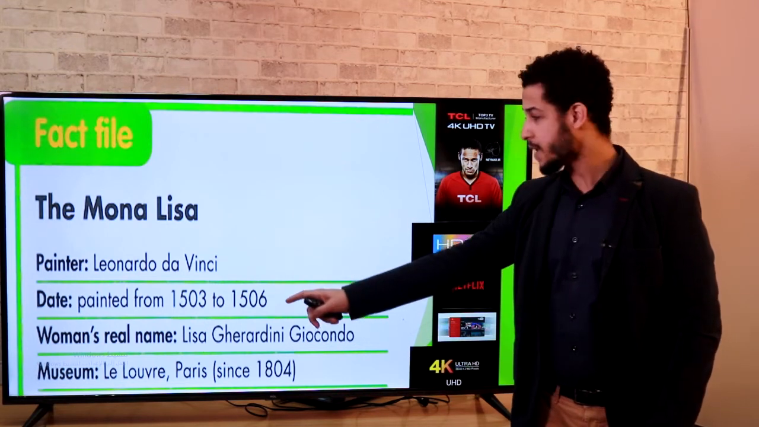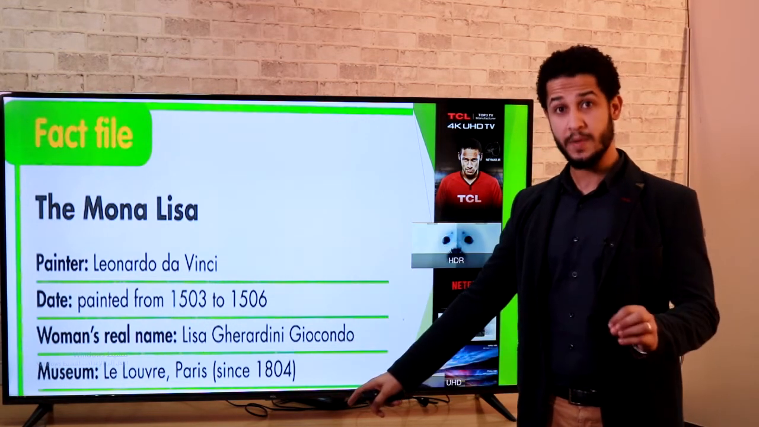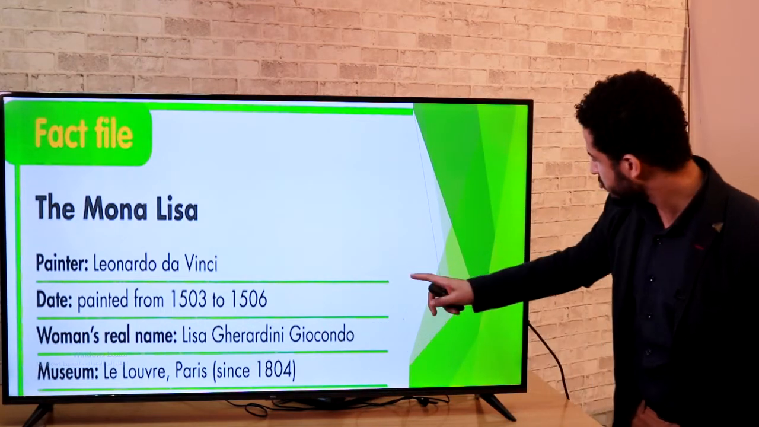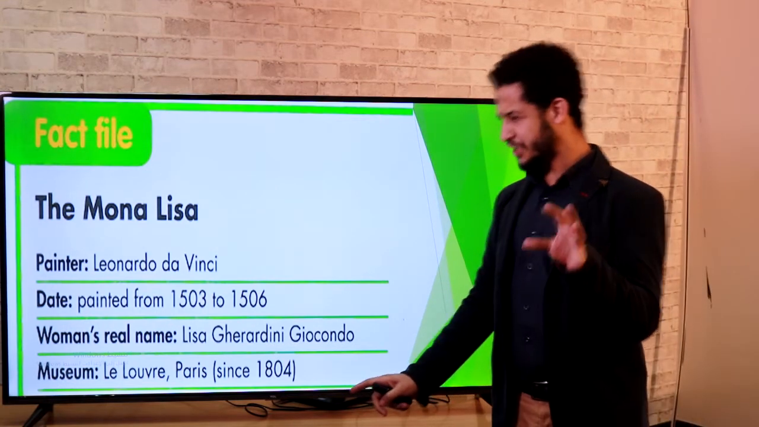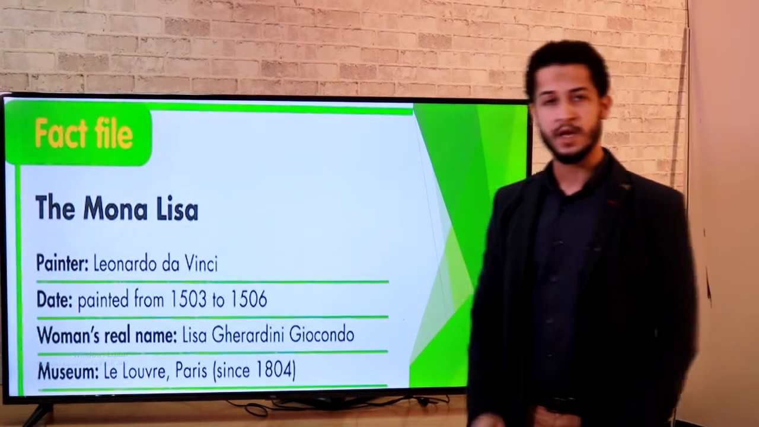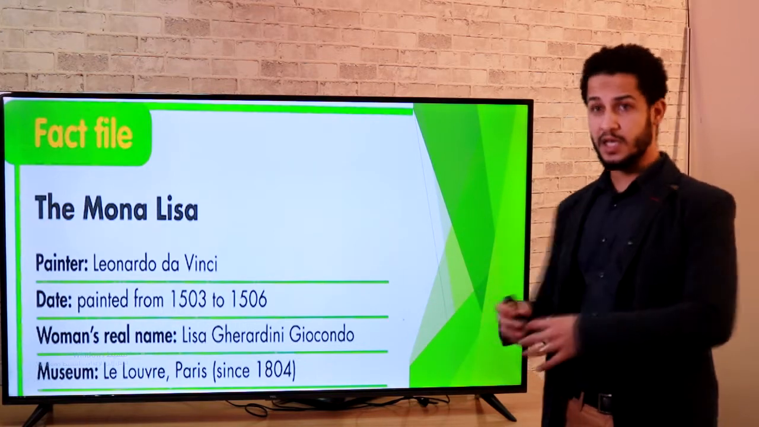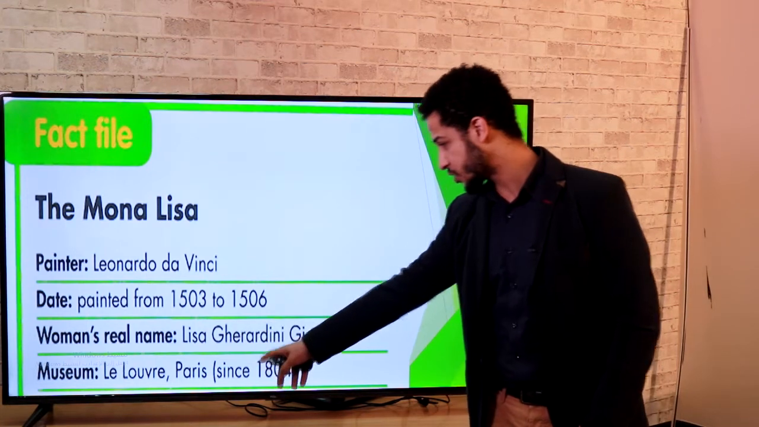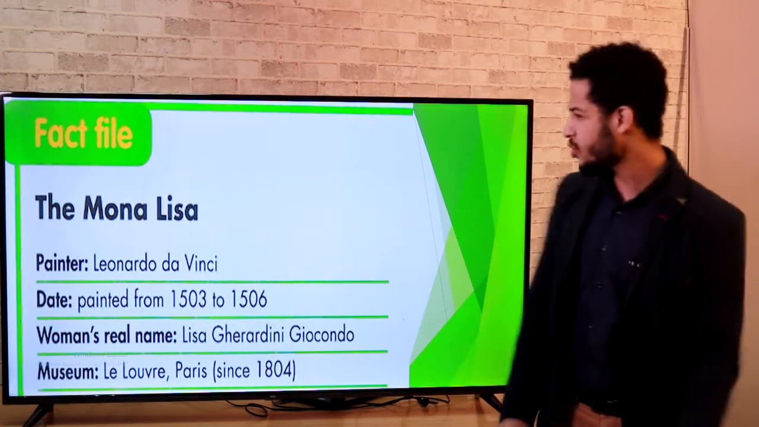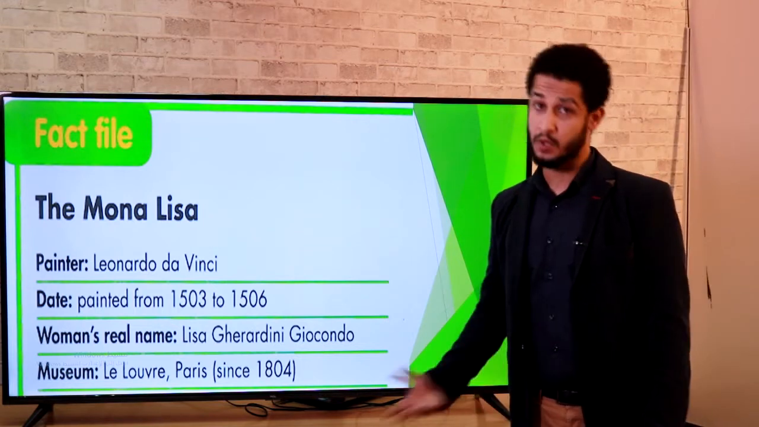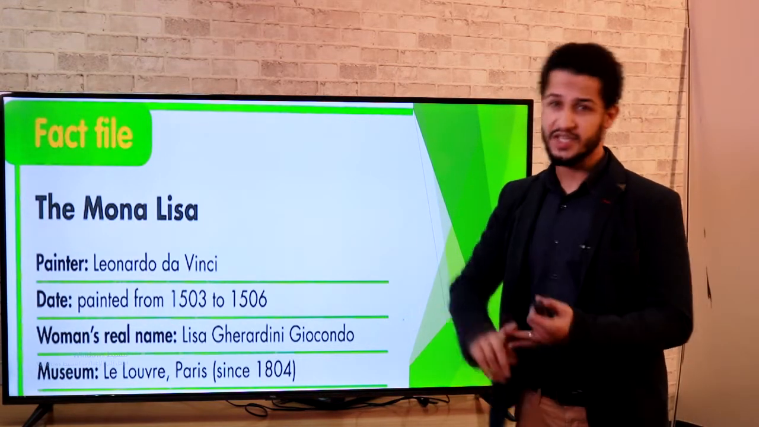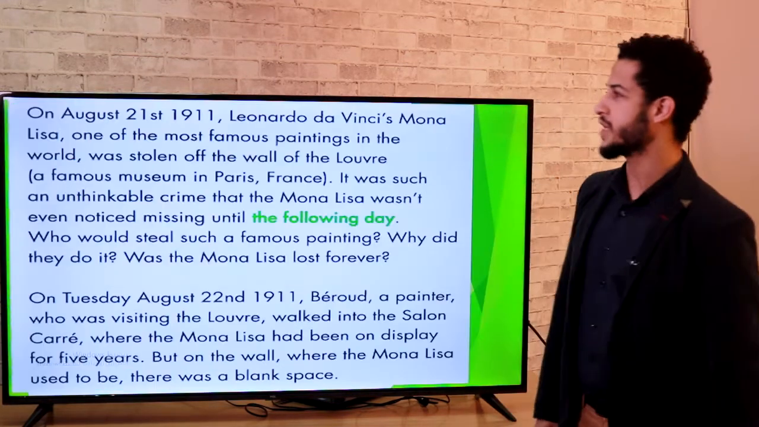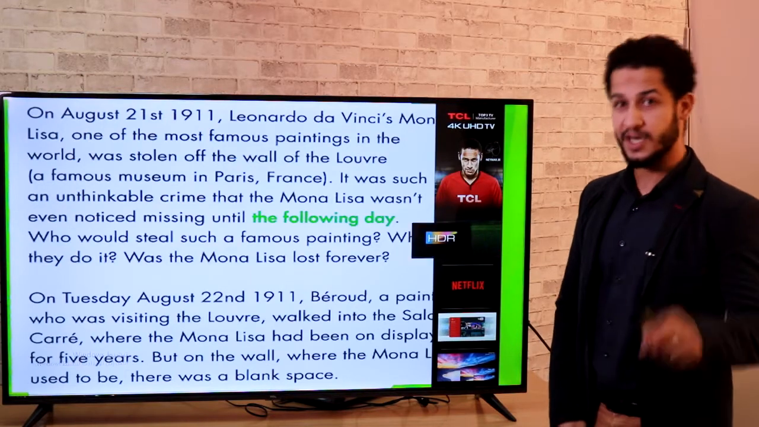The woman's real name in the painting, so this is a real woman, yeah. Her name was Lisa Girardini Giocondo. It's an Italian name, it's difficult. The museum in which this painting is exposed was, and still is, Le Louvre in Paris, since 1804. So now we know some information about the Mona Lisa: the painter, the date, the museum, and the woman's real name. Let's start reading. Pay attention. I'm going to ask you.